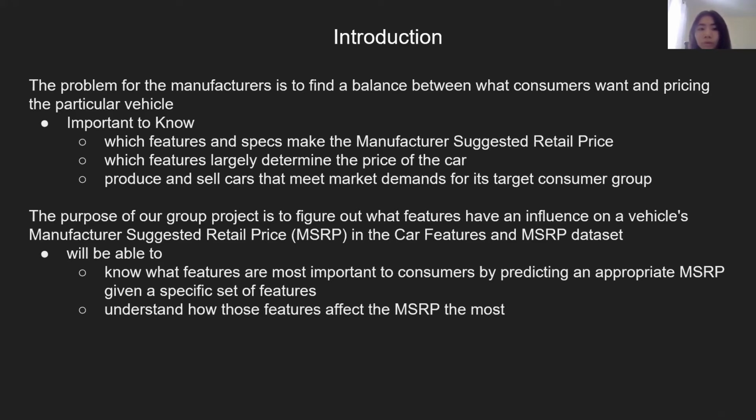So the purpose of our group project is to figure out what features have an influence on a vehicle's MSRP in the car features and MSRP dataset, and we'll be able to know what features are most important to consumers by predicting an appropriate MSRP given a specific set of features, and we'll also be able to understand how those features affect the MSRP the most. Next slide.